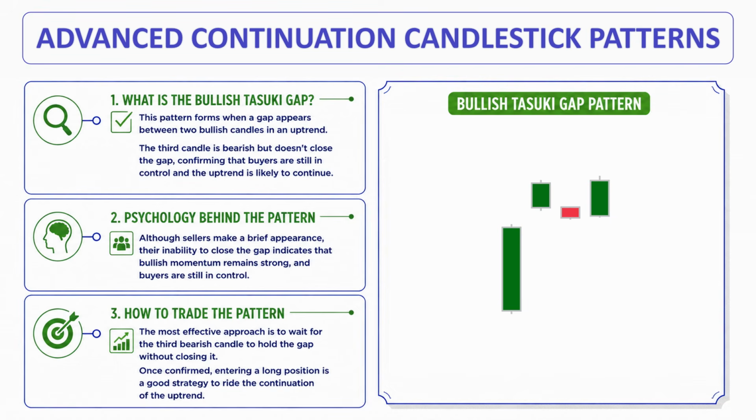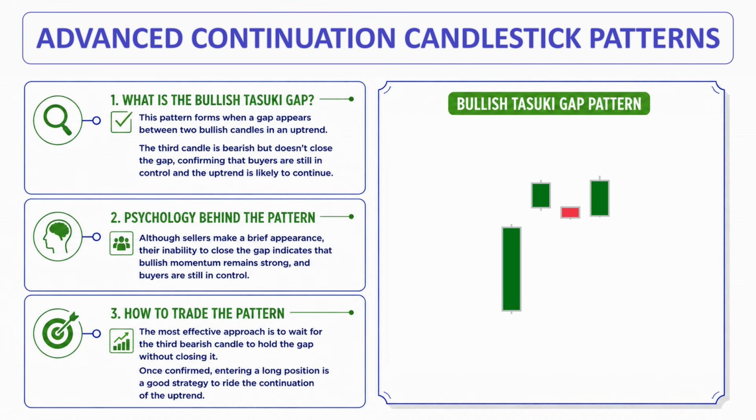This pattern forms when a gap appears between two bullish candles during an uptrend. The third candle is bearish, but it does not close the gap. This confirms that buyers are still in control and that the uptrend is likely to continue.